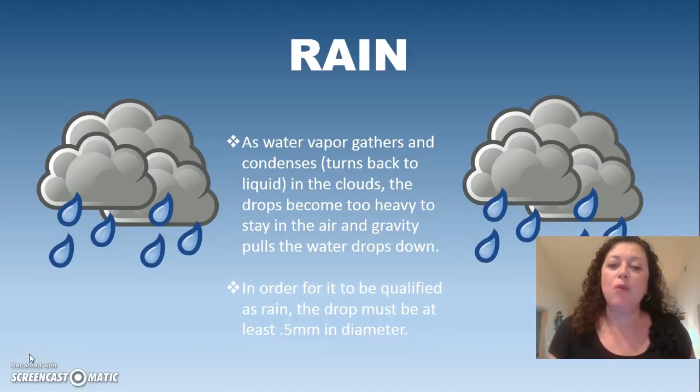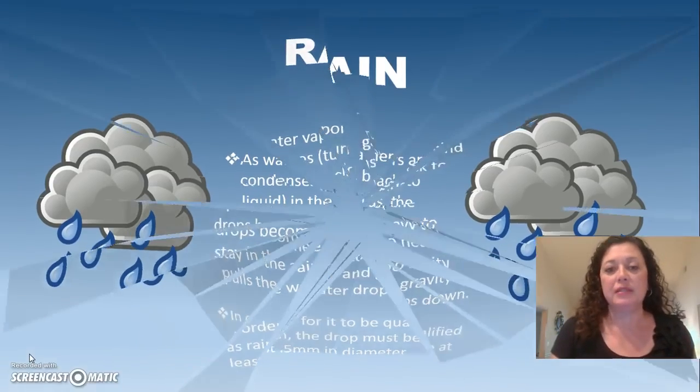In order for it to be qualified as rain, the drop must be at least 1/2 millimeter in diameter. Remember, millimeter, pretty small measurement. It has to be half of that for it to be considered rain. Otherwise, it's just called mist.